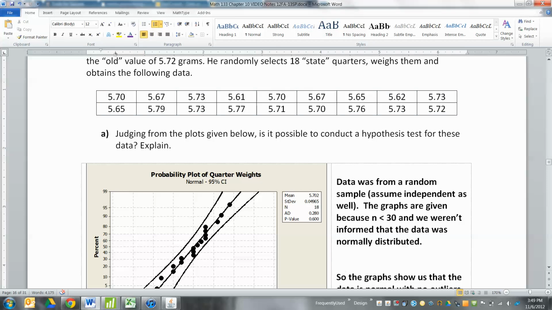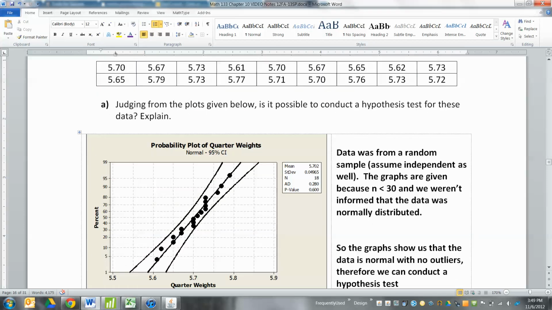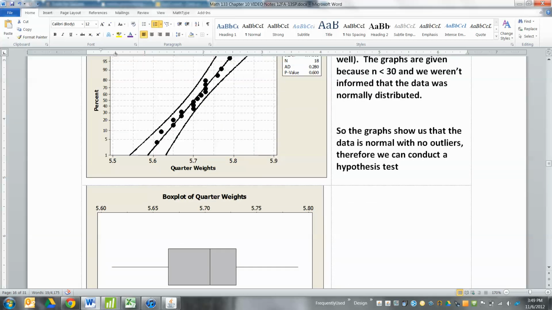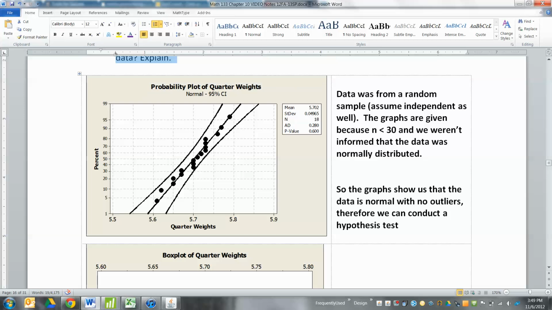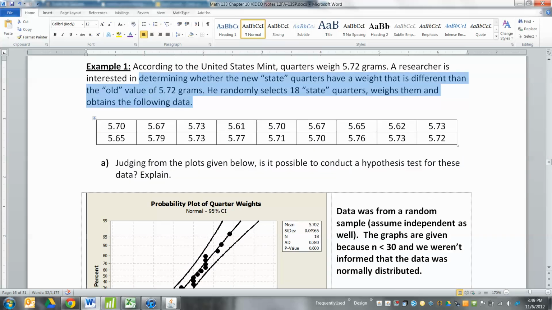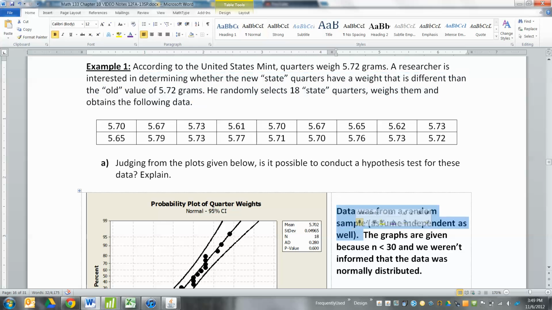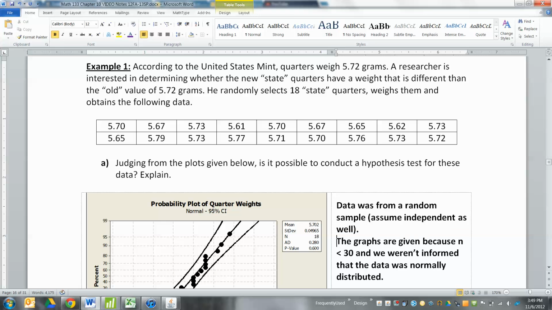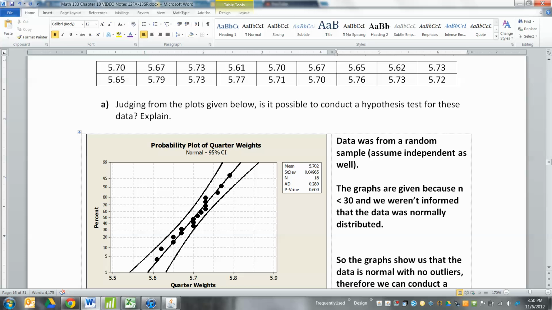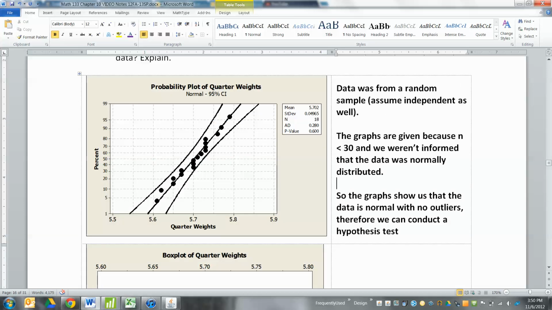So first thing we need to do is conduct, judging from the thoughts below, is it possible to make a hypothesis test for this data? And why do we even need this in the first place? So I want you to notice that nowhere in here does it say that this comes from a normally distributed population. So our data was from a random sample, so that's good. But the graphs are given because n was less than 30, and we weren't informed ahead of time that the data was normally distributed. So we draw the graphs to show us that the data is normal with no outliers. Therefore, we can conduct a hypothesis test.